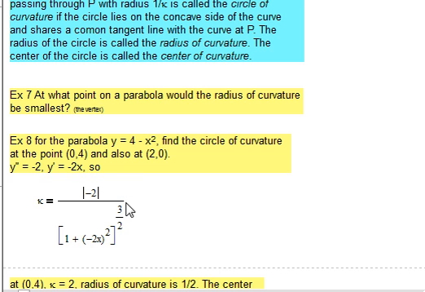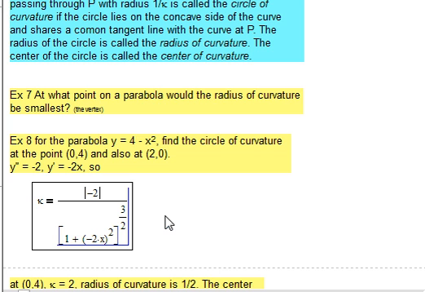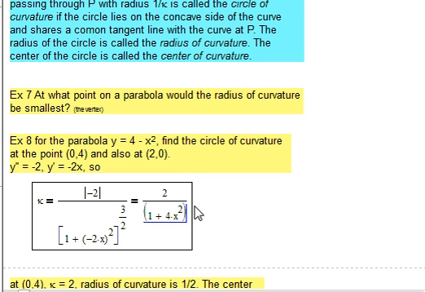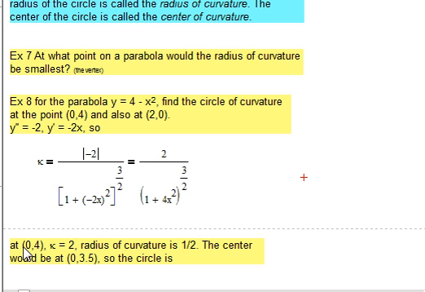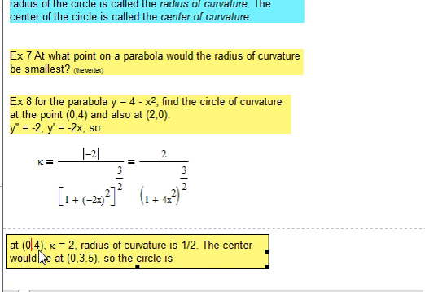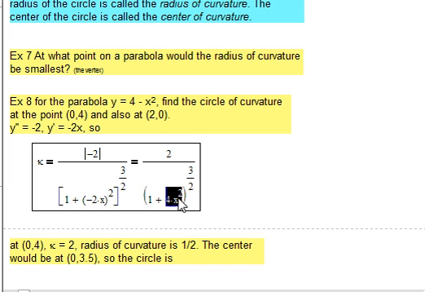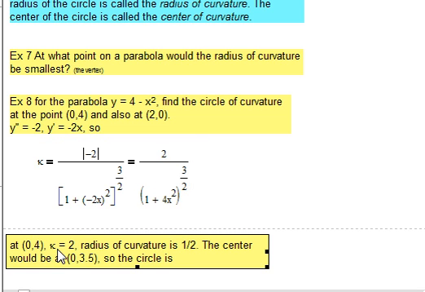It might be worth me writing that. So I will go ahead and write that here. That is 2 divided by (1 plus 4x squared) to the power 3/2. Okay. Now, at the point (0, 4), that's x is 0, y is 4, which would be the vertex of this parabola. We have x is 0, so that's 0. We have 2 over 1, so the curvature kappa equals 2. And the radius of curvature would be 1 divided by 2, which is 1/2.